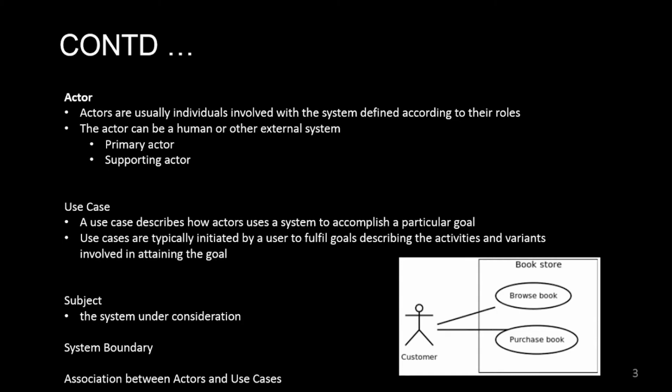Is it now clear? Okay. So the primary actors are the principal users of the system, and they are shown on the left side of the diagram, and supporting actors are shown on the right side of the diagram.